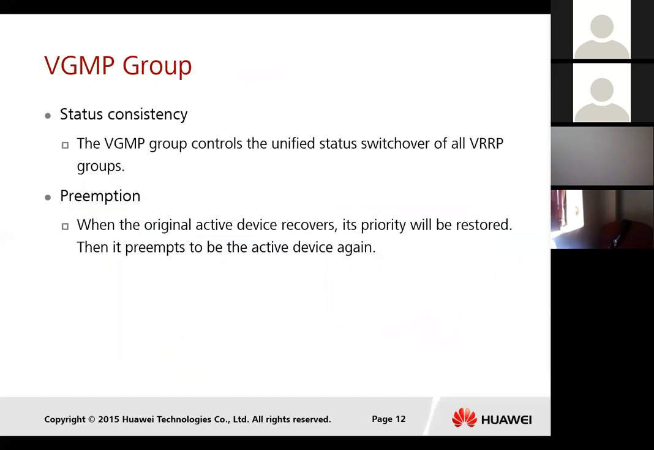And this VGMP group is to make sure that the status consistency, whoever within the same group, they will shift all at a time. The VGMP group control the unified status switchover of all the VRP group and also preemption. When the original active device recover, its priority will be restored, then it preempt the device to the active device again. Okay, so that is what they can perform through the VGMP.